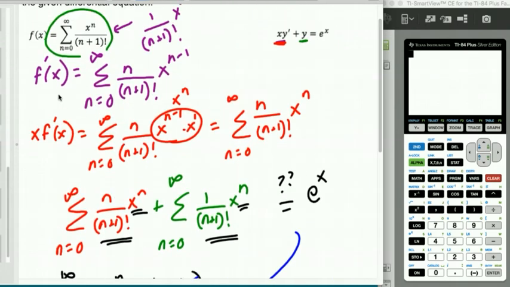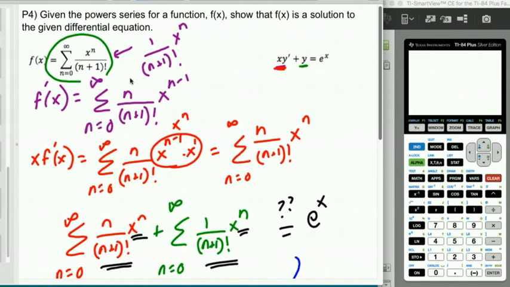Again, it's not wrong if you wrote out a bunch of terms. I personally probably wouldn't, but it's certainly not wrong if you said, hey, I'm going to write out some terms for the f, I'm going to write out some terms for the f prime and see what happens. All right, let's keep moving.